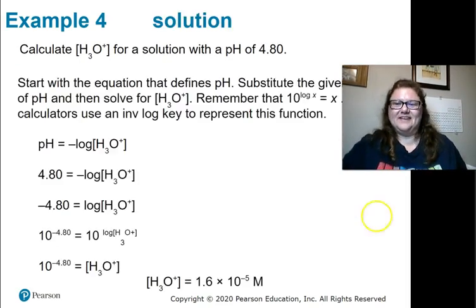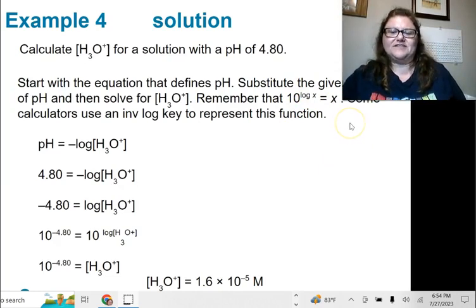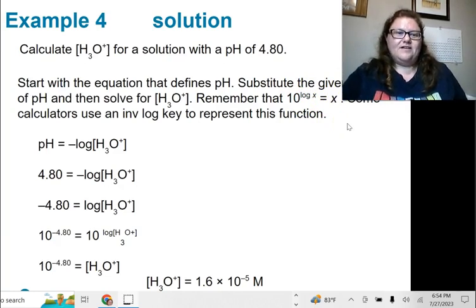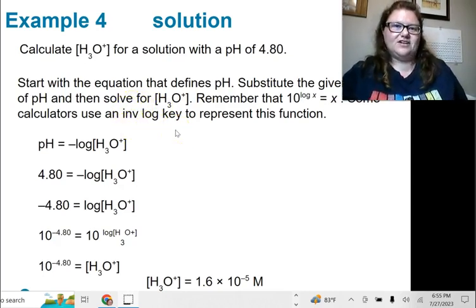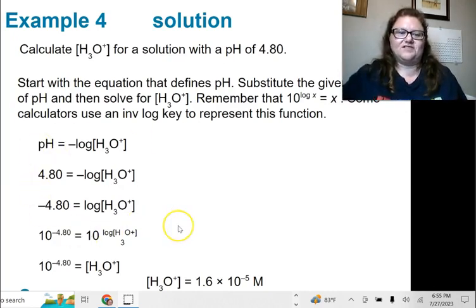Okay, let's walk through this one. So, start with the equation that defines pH. We're going to substitute the given value of pH and then solve for the hydronium ion concentration. Remember mathematically that the backwards version of taking the log is 10 to the x power. So take a look at your calculator. You might have a button that says inverse log, and then you would use that. It's going to depend on your specific model of calculator. So you need to know which way you need to go to do this type of problem.